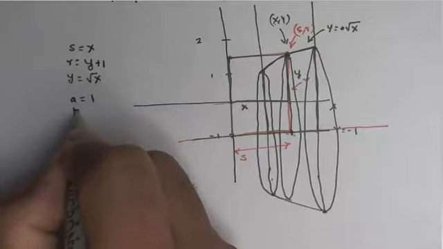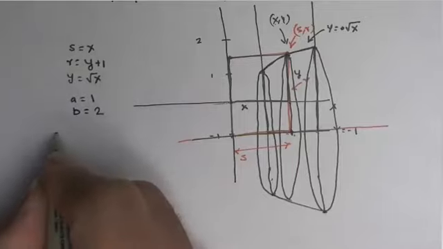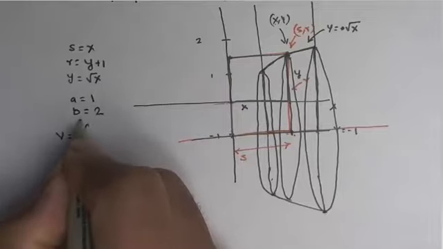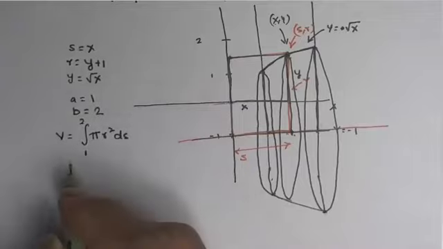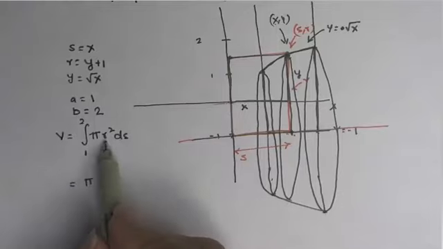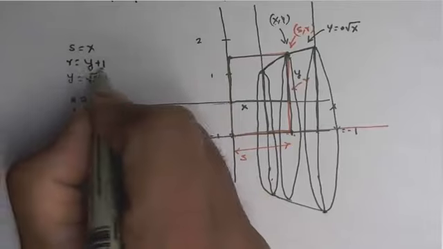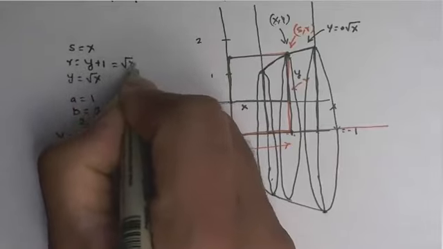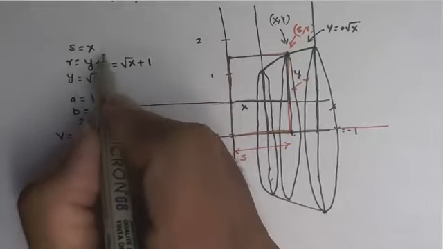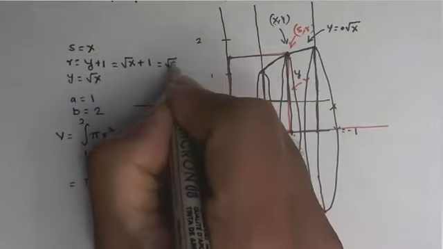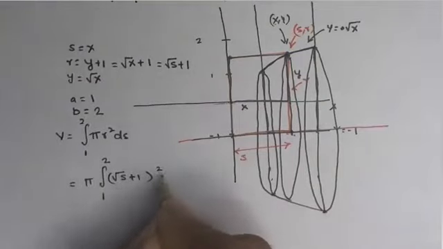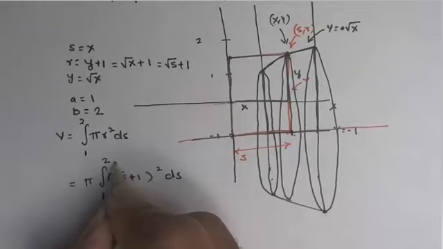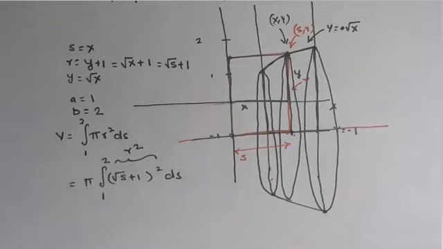So a is 1, b is 2, and the volume we are interested in is the integral from 1 to 2 of pi r squared ds. This formula is always the same. So pull the pi out, 1 to 2. We now have to figure out r in terms of s. So r equals y plus 1, which equals square root x plus 1, because y is square root x, and x equals s. So this equals square root s plus 1, square root s plus 1 squared ds. This is of course r squared.